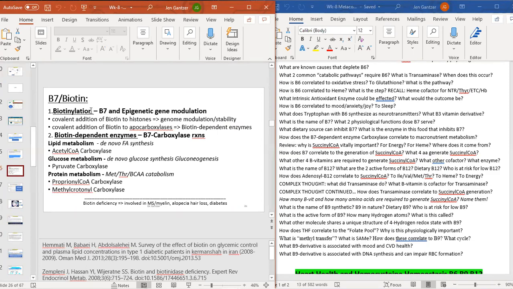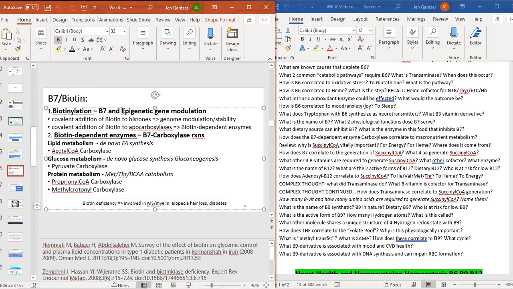Guess what that -ation means? That means that they're taking a biotin and they're putting it on something. That's basically a conjugation. So biotin will be put onto, look at this, next key concept, part of your histones. This is an epigenetic, genomic responsibility, physiological role of your B7 biotin.